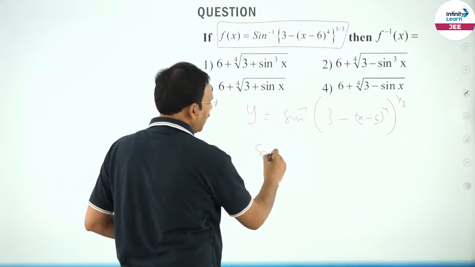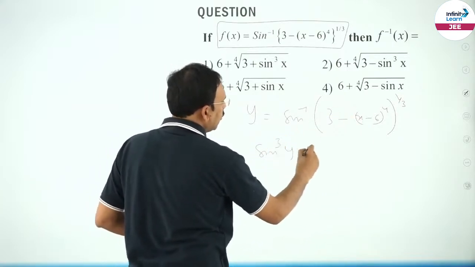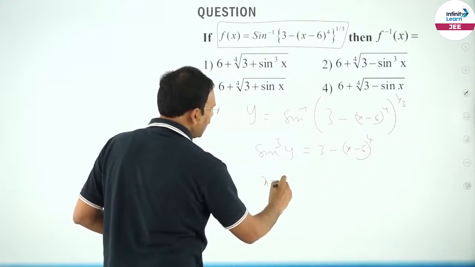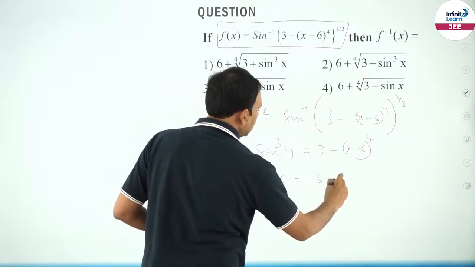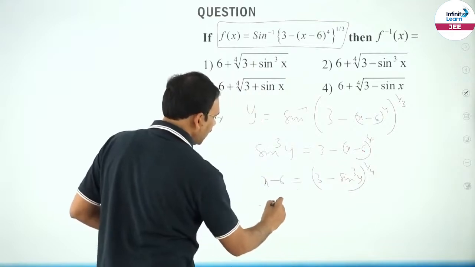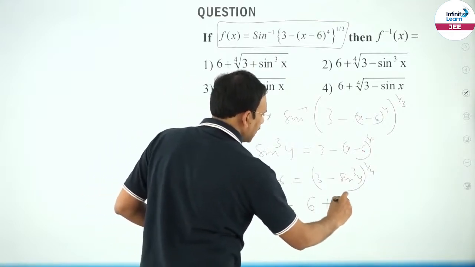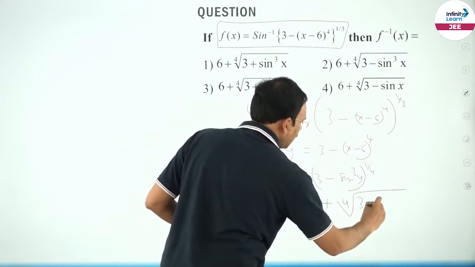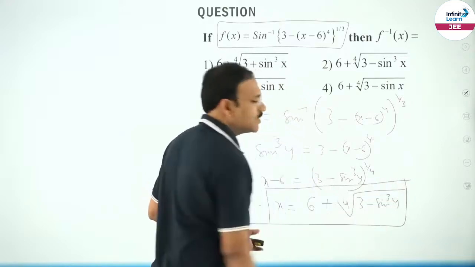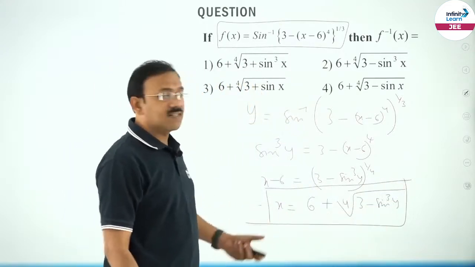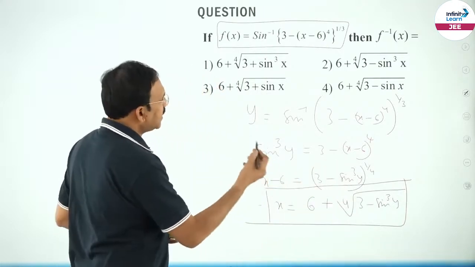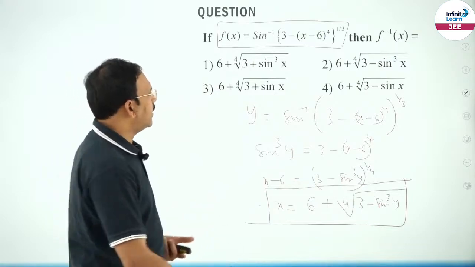You see, sine y is equal to this, so sine cube y is 3 minus (x minus 6)^4. So, (x minus 6)^4 is equal to 3 minus sine cube y, so x minus 6 is (3 minus sine cube y) whole power 1 by 4. Finally, x is 6 plus 4th root of 3 minus sine cube y. So, friends, once you get this, x is nothing but f inverse of y. So, f inverse of x means replace y by x: 6 plus 4th root of 3 minus sine cube x.